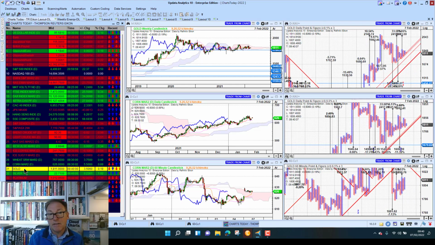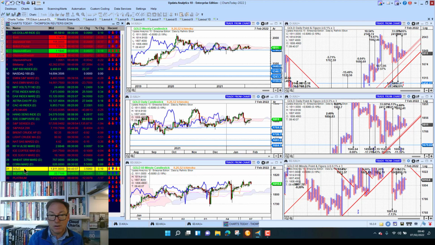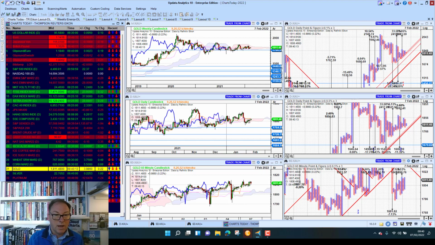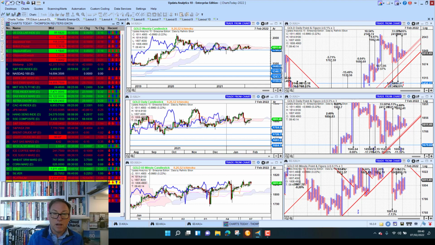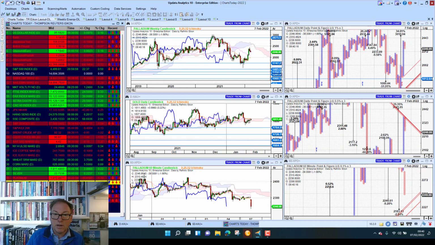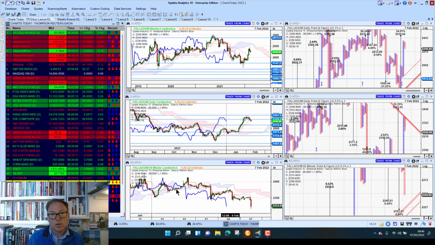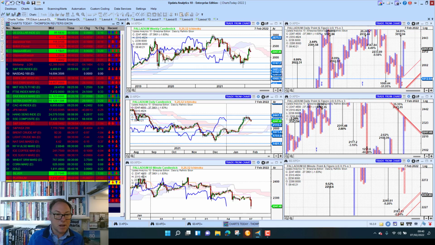Gold sitting at 1811, so holding the $1,800 mark. That's the critical level. We always talk about that for gold. We are seeing other precious metals like palladium down quite sharply today. So we're just in a short-term bearish trend there at the moment, so you could keep an eye on that.